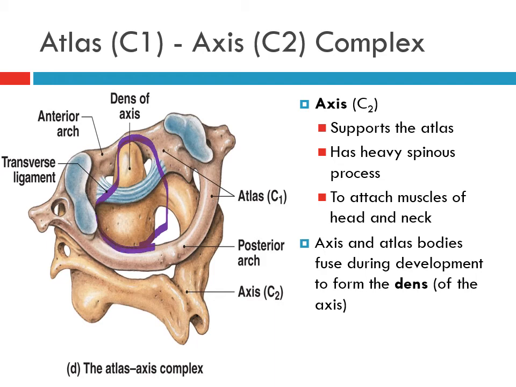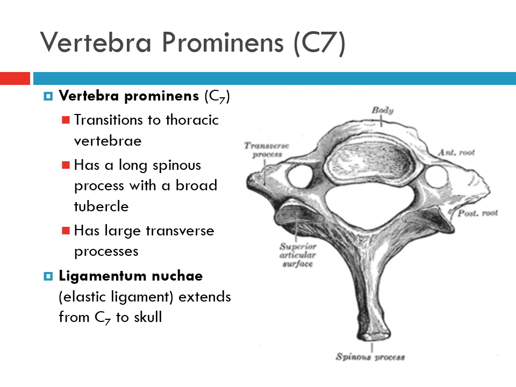And the dens process is actually the body of C1, but during development, it fuses to C2 and becomes this dens process. So C1 can rotate around this dens process.